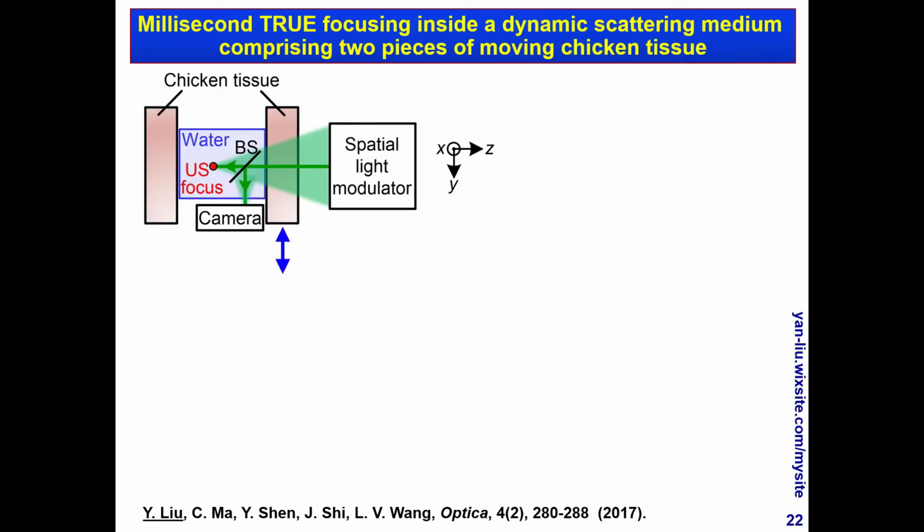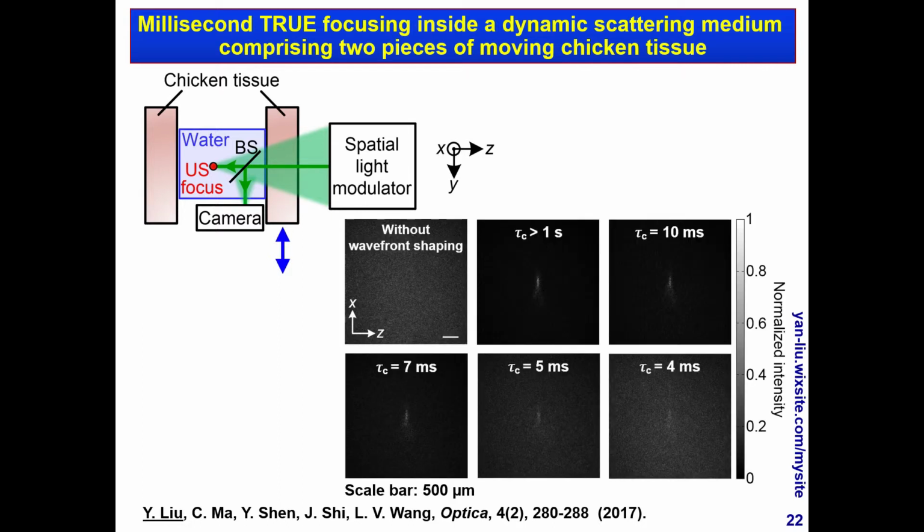We also achieved millisecond true focusing inside the dynamic scattering medium comprising 2 pieces of moving chicken tissue. Here we focus light to this location. To observe this focus, we use a beam splitter to create a copy of the true focus on a camera so we can measure it outside this water tank. These are the foci we achieved at different speckle correlation times. Even when the speckle correlation time is 5 milliseconds, we can still achieve a focus.